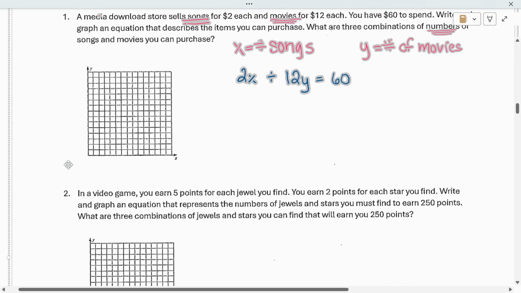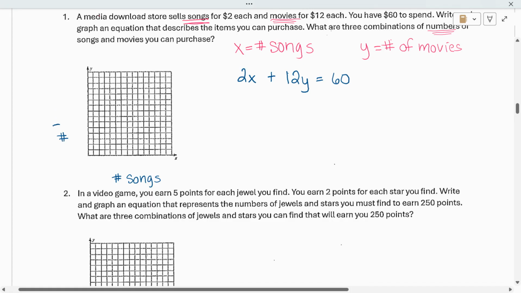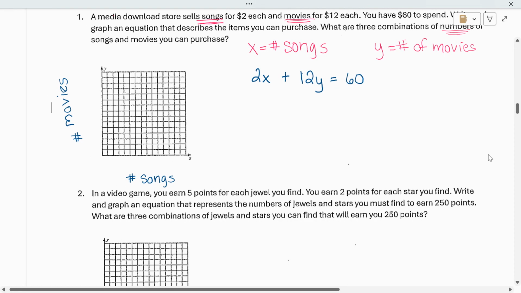So the first thing that we need to do is some labeling on our graph. X is going to be the number of songs, and Y is the number of movies. I don't count my grids. I don't label them until I figure out what numbers I'm working with, okay? So I can label my axes, like what X represents and what Y represents, but I'm not going to number it until I figure out how we're going to count. I might have to count by 2s or 5s.